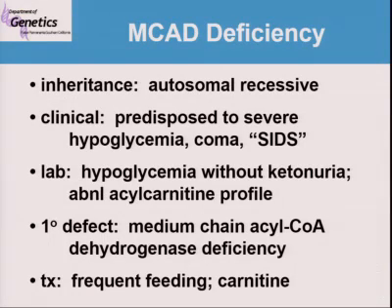So MCAD, if you need to know one defect in fatty acid metabolism, this is the one. Autosomal recessive, predisposition to hypoglycemia, and you can see hypoglycemia without ketones in the urine, okay? And an abnormal acylcarnitine profile. Now, in this day and age, an acylcarnitine profile is part of the newborn screen done by mass spectroscopy. The defect here is in metabolism of medium chain fatty acids, and the treatment is very simple: frequent feeding to prevent hypoglycemia and carnitine to bolster that pathway.